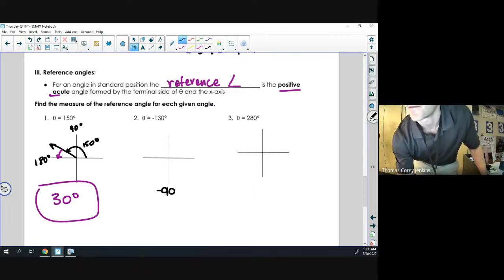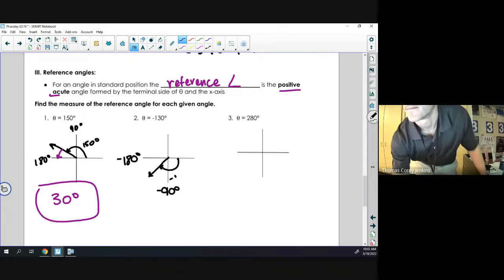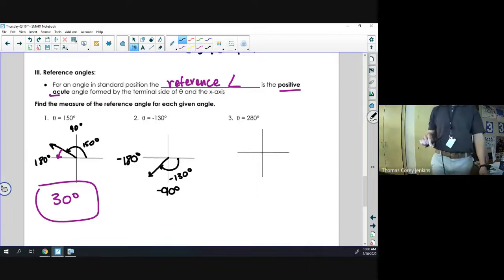Negative 130 is between negative 90 and negative 180, just slightly closer to negative 90. So in this case, to make it a positive acute angle, I'm going to rotate from the x-axis.